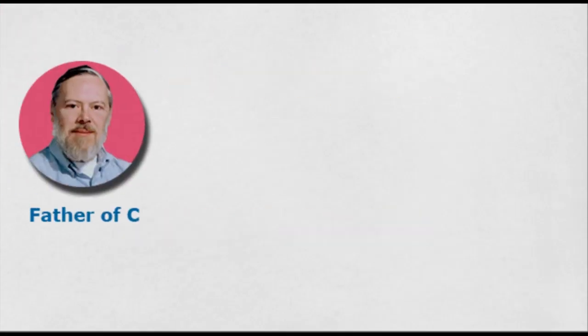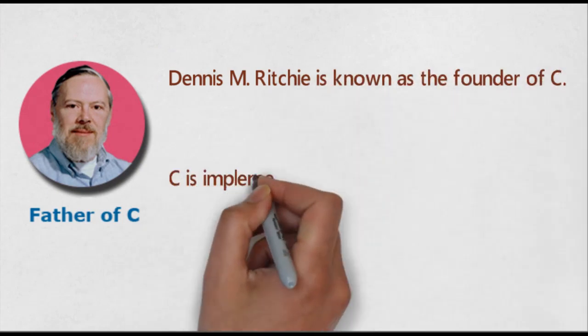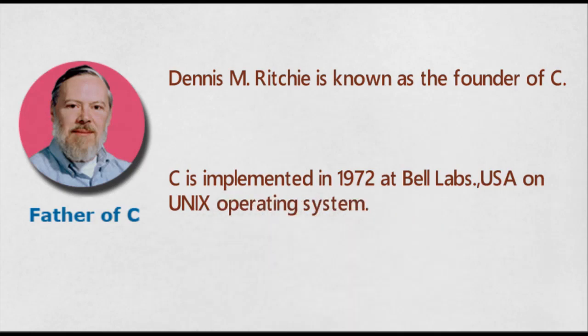C was developed and written by Dennis Ritchie and implemented on the Unix operating system in the year 1972 at Bell Laboratories of AT&T in USA, and hence he is known as the founder of C.